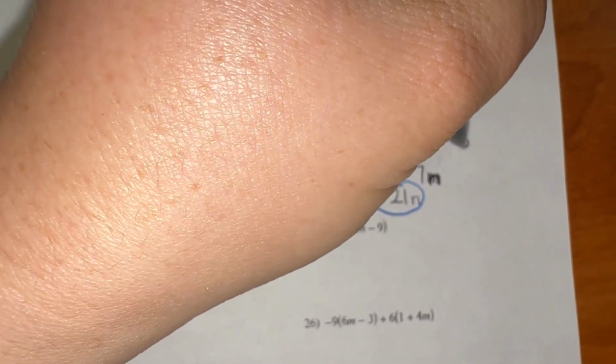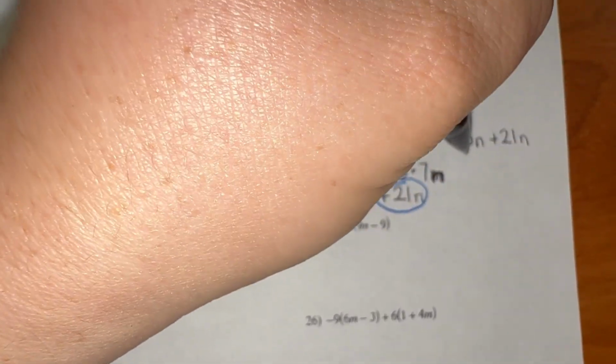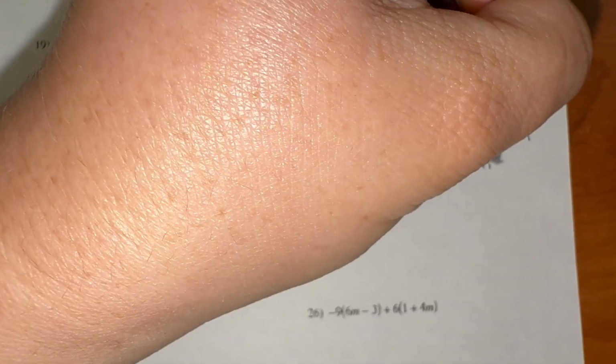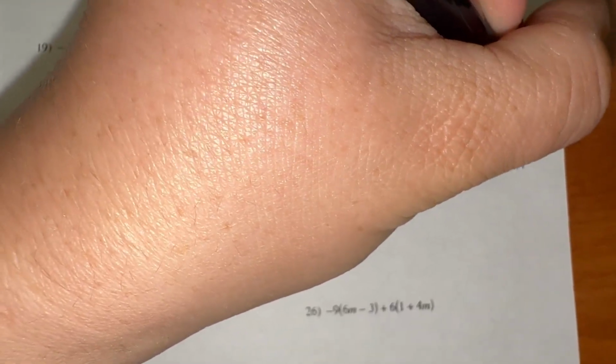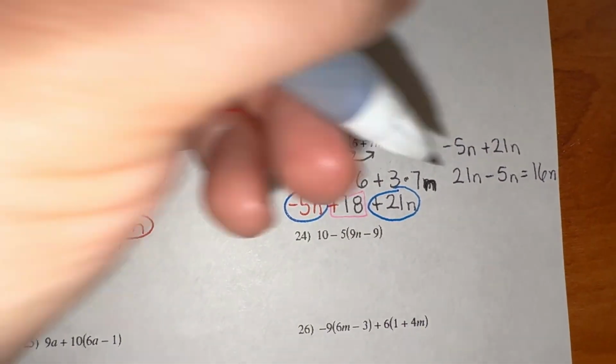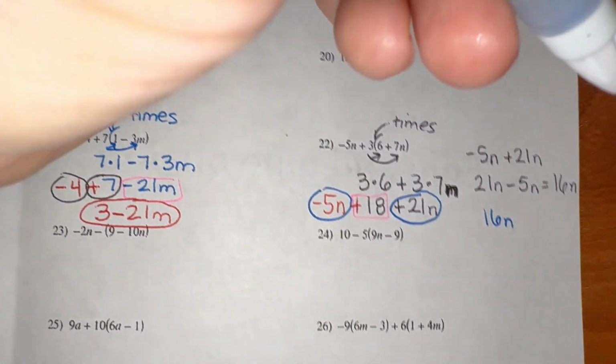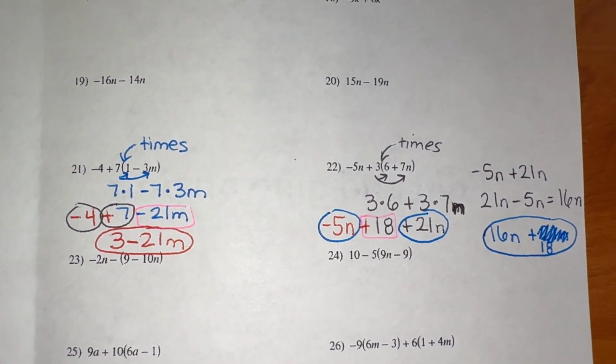We have a negative 5n plus 21n. That's the same as saying 21 minus 5, which is 16n. And then our final answer, we want to put our combined like terms, our variables with the n, and the other term that had nothing else in common, which was, ooh, that was not 21, it was 18. So I have 16n plus 18.